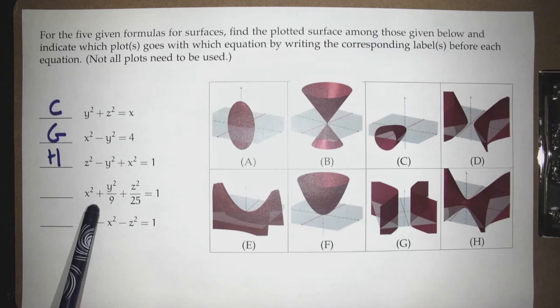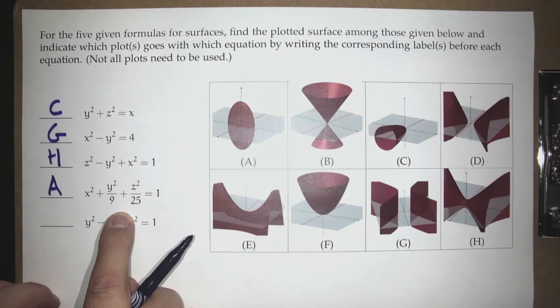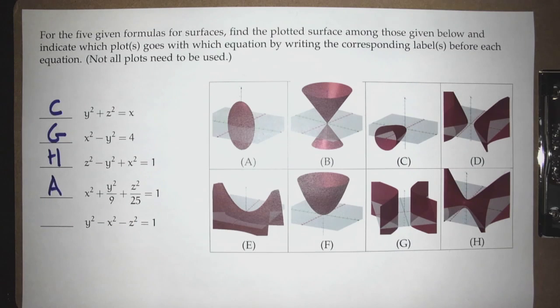All right, x squared plus y squared over 9 plus z squared over 25 equals 1. Which one is that? A. Okay, good. Easy to spot. What kind of surface should this be? Ellipsoid. And one thing about the ellipsoid, it's the only one that's sort of contained. All the other surfaces keep going forever, but the ellipsoid doesn't. So A stayed within its little tiny ellipsoid type shape. One left. y squared minus x squared minus z squared equals 1. Which one is that? It is D.